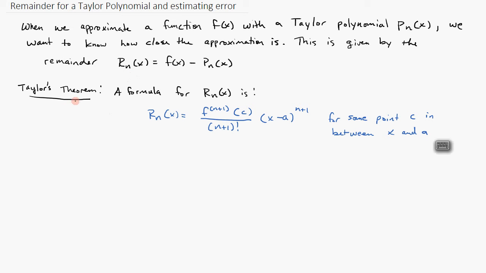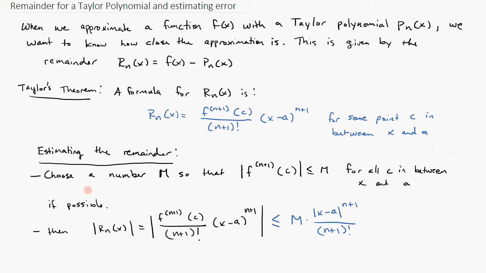So we have something called Taylor's theorem, which essentially gives a formula for this remainder. The formula is that the remainder is equal to the n plus first derivative of f evaluated at some point c divided by n plus 1 factorial times x minus a to the n plus first power, where c is some point between x and a. So it essentially looks like the next term after the nth term in the Taylor polynomial. However, this formula is fairly complicated to work with, so we're going to try to simplify it a little bit, trying to give an estimate for the error.